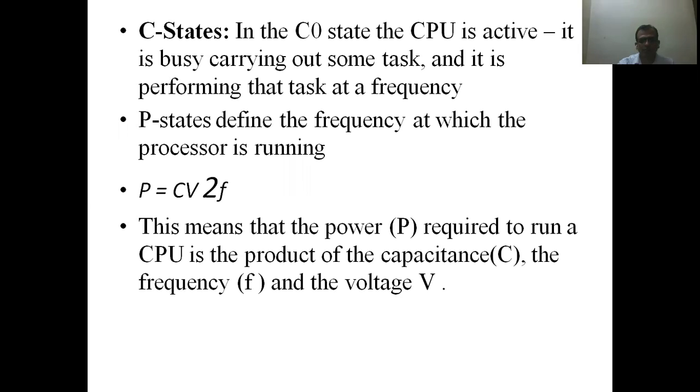Next, P = CV²F. This means that P is the power required to run the CPU, and it is the product of the capacitance C, the voltage squared V², and the frequency F. So the power is calculated by multiplying the capacitance, the voltage squared, and the frequency.